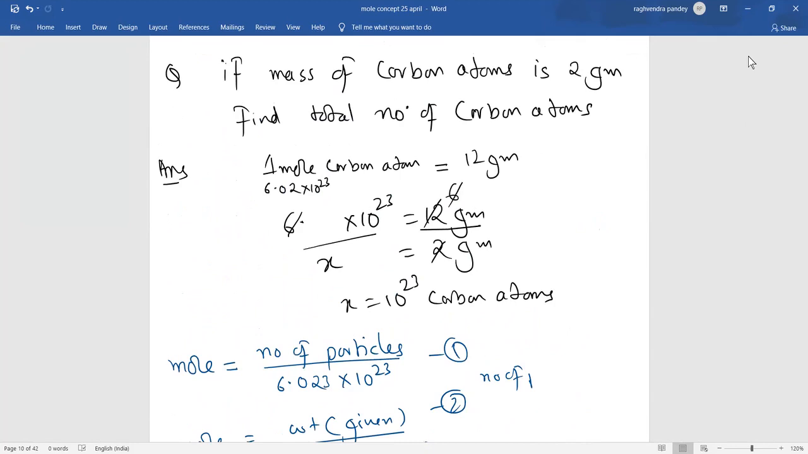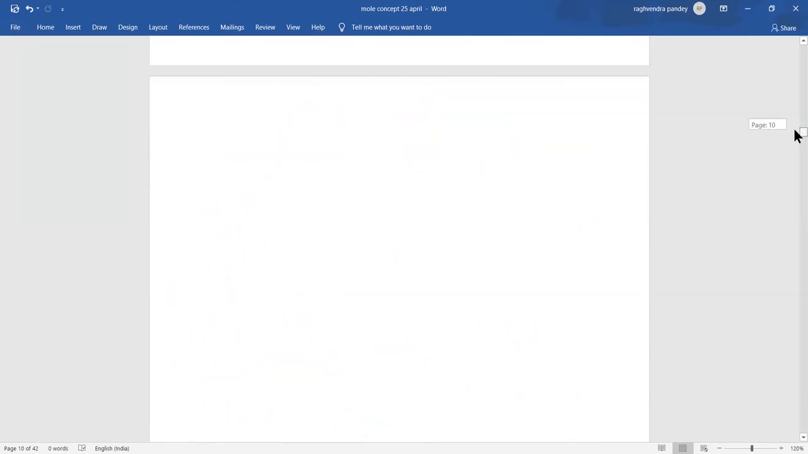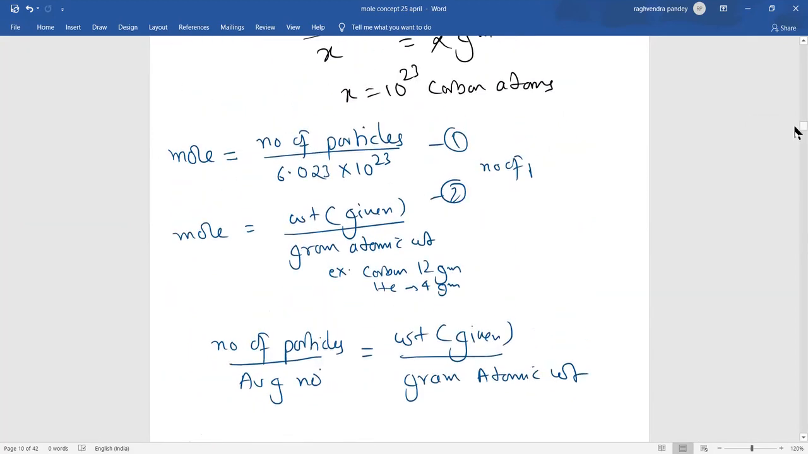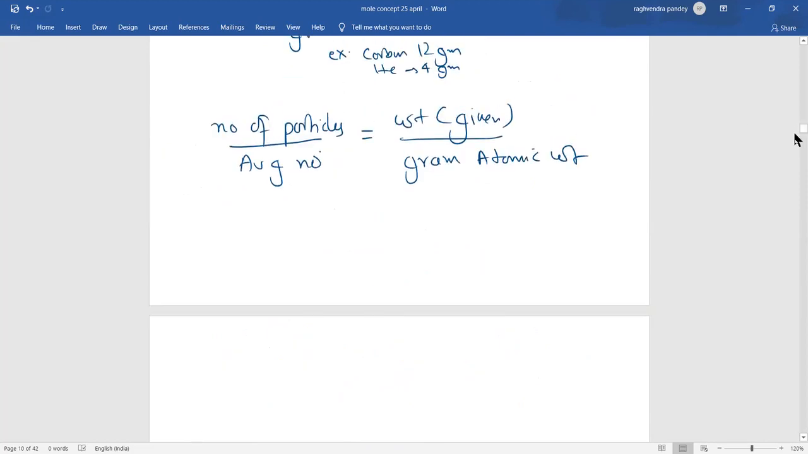If the mass of carbon atom is 2 gram, find the total number of carbon atoms. So this 12 gram you should remember, because it will come again and again. I will not tell you that carbon has 6 protons, 6 neutrons. So number of particles we have to calculate, we are putting x. I am just taking 6.0 into 10 to the power 23. Weight is 2, divided by 12.